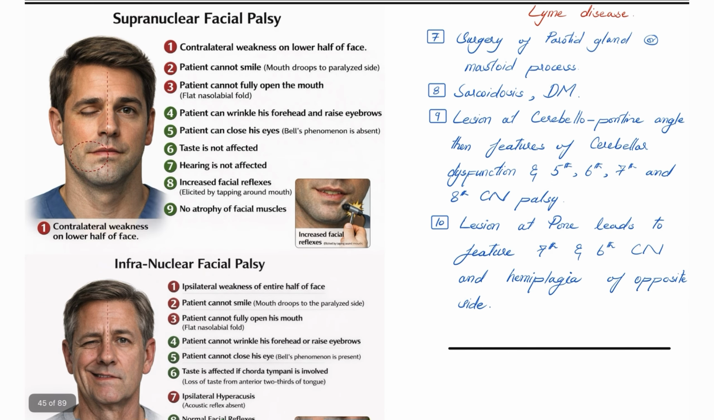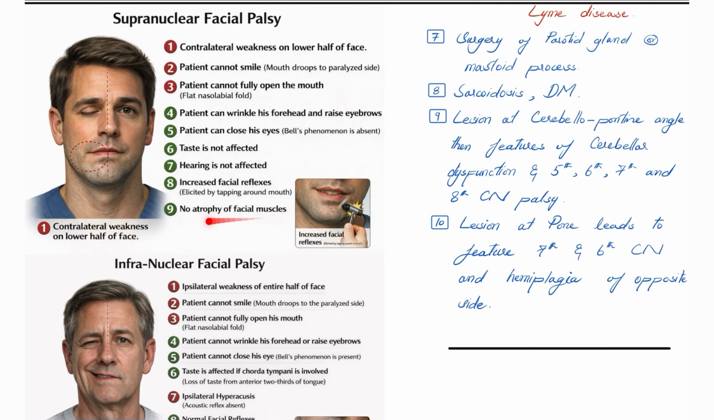In supranuclear facial palsy, there will be contralateral weakness of the lower half of the face. Patient cannot smile, so mouth droops to the paralyzed side. Patient cannot fully open his mouth, so there is a flat nasolabial fold. Patient can wrinkle his forehead and raise his eyebrows, and patient can close his eyes, so Bell's phenomenon is absent. Patient has intact taste from the anterior two-thirds of the tongue. Hearing is also not affected, which means the acoustic reflex is present, but there are increased facial reflexes. It means the facial reflex is elicited by tapping around the mouth, and there is no atrophy of the facial muscles.